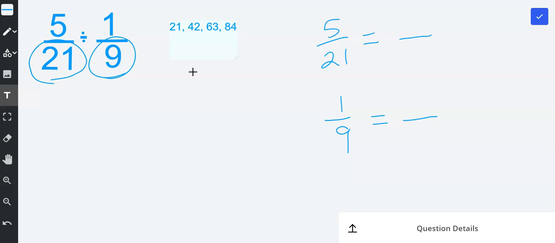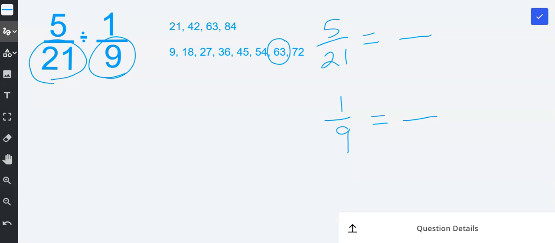And then I'm going to start writing out my multiples of 9. So 9 times 1 is 9, 9 times 2 is 18, 9 times 3 is 27, 9 times 4 is 36, 9 times 5 is 45. Wow, and I don't see anything in common yet, so I need to keep going. Okay, so 9 times 6 is 54, 9 times 7 is 63, 9 times 8 is 72, and actually, I'm noticing that we have a common multiple.